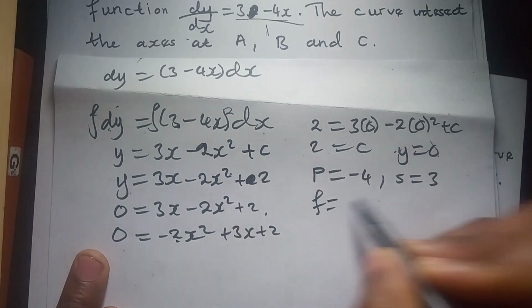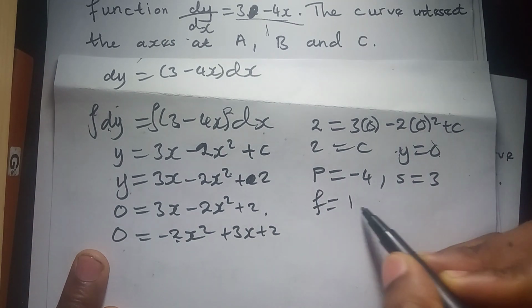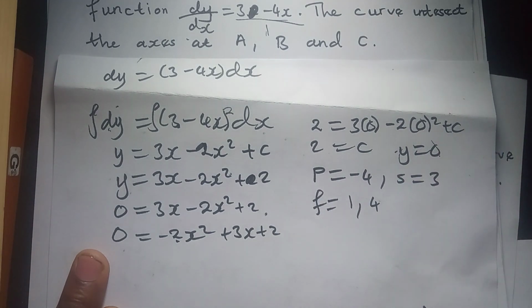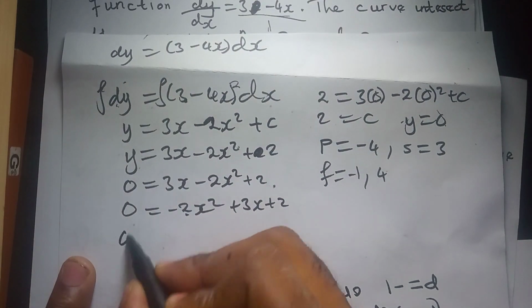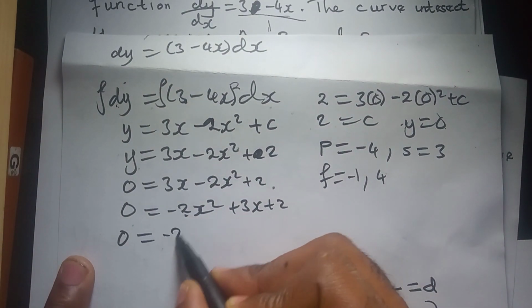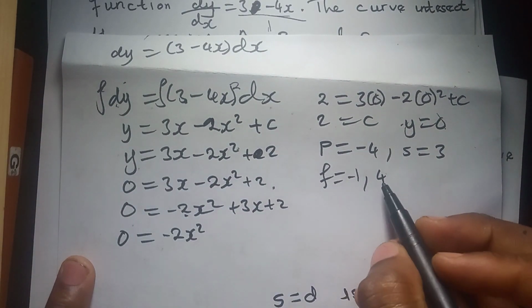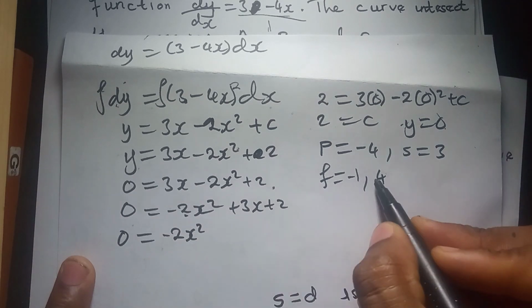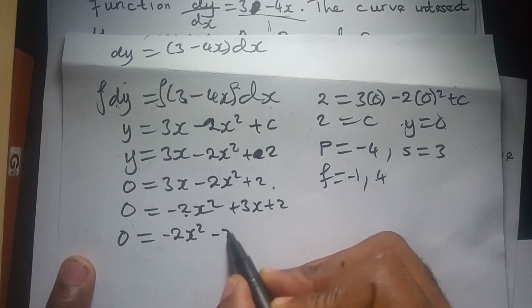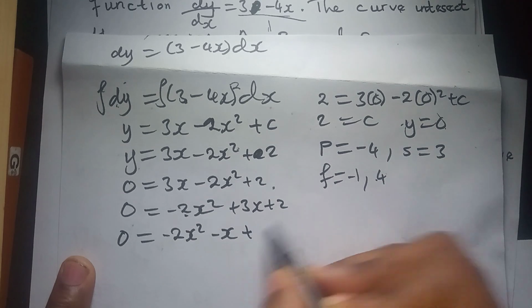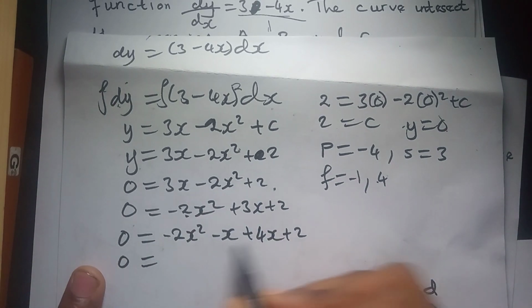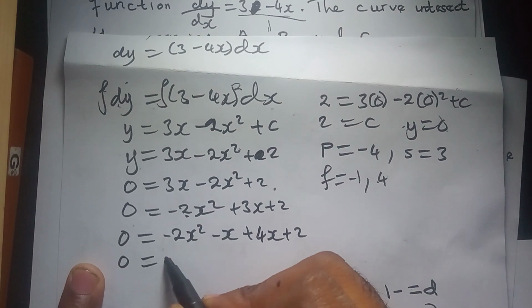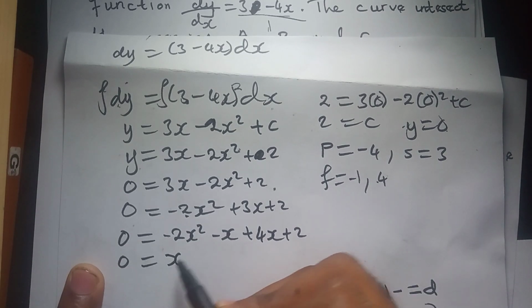For the factors, we can only have 1 and 4, where this must be negated, since the sum must be this times, so this one will be negative 2x squared. Let's start with negative x, and then plus 4x, and then plus 2. It doesn't matter what you start with, by the way. Just use whichever makes your work easier.